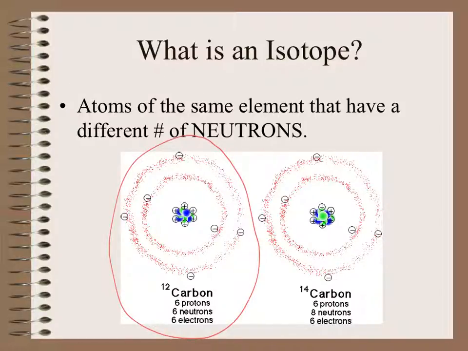The isotope carbon, on the other hand, is pictured on the right side. It's nicknamed carbon-14 because of the change in the number of neutrons. It still has 6 protons, it still has 6 electrons, but now there's 8 neutrons, so we have to accommodate that difference.